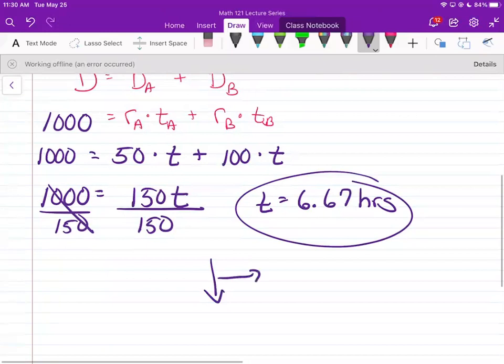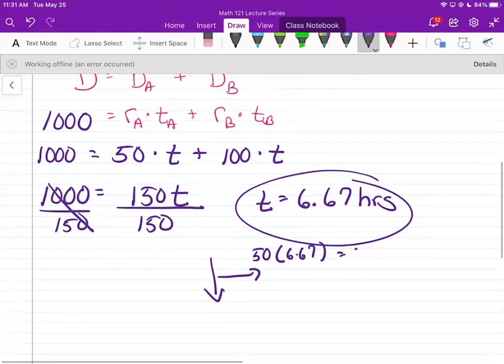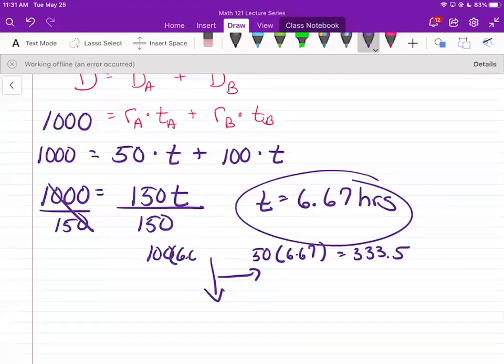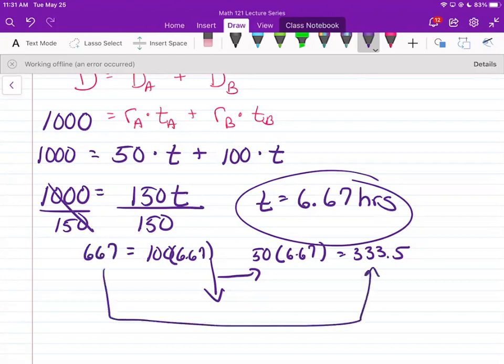Notice they won't have traveled the same distance. Truck A, that was traveling 50 miles per hour, will have traveled a total distance of 333.5 miles. And truck B, that was traveling 100 miles per hour, will travel a total distance of 667 miles. And if we add those two together, that 667 plus 333.5 comes out to 1,000.5, and that is due to rounding errors.